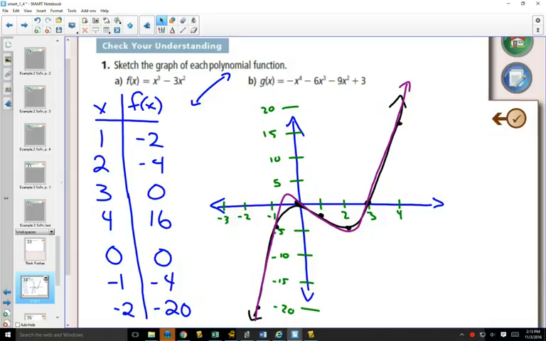So B is more of the same, of just making a table of values and graphing. So we're going to skip it and say the questions to do for practice are 5, 6, and 8.